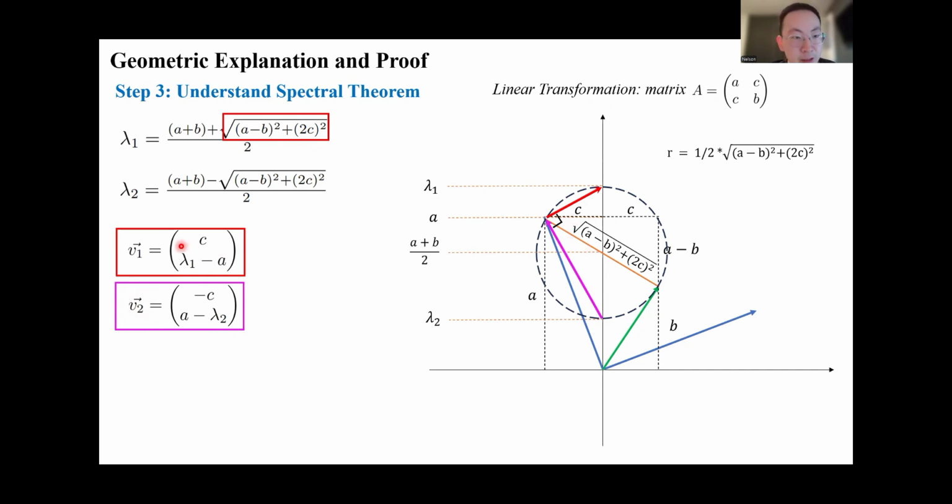Why is this the case? For this V1, we first go right for C units, and we go up for lambda 1 minus A units. So this red vector is just equivalent to this vector V1. Similarly, for this purple vector, we first go left for C units, that's minus C. Then we go up for A minus lambda 2 units. Okay, and this is just this vector V2.